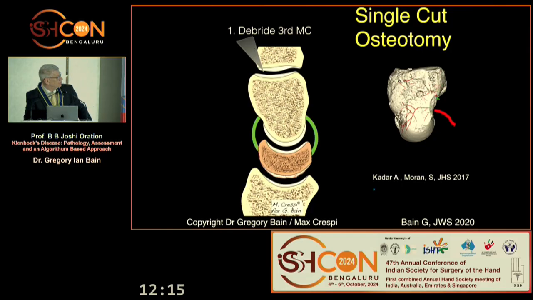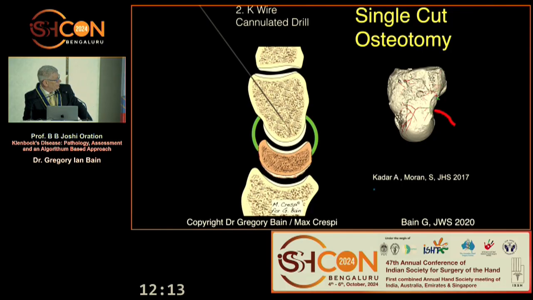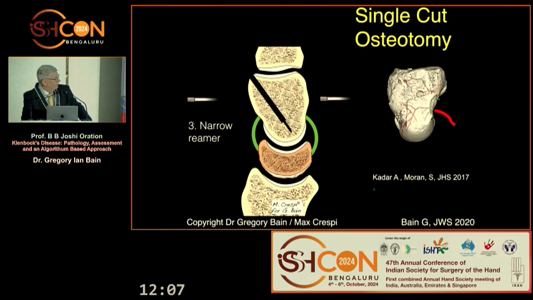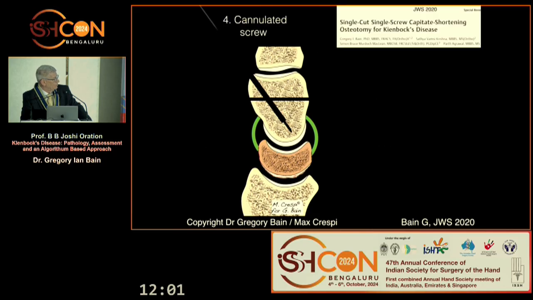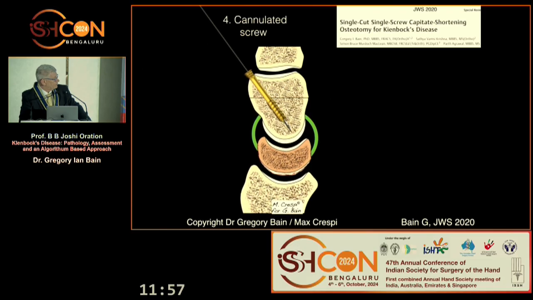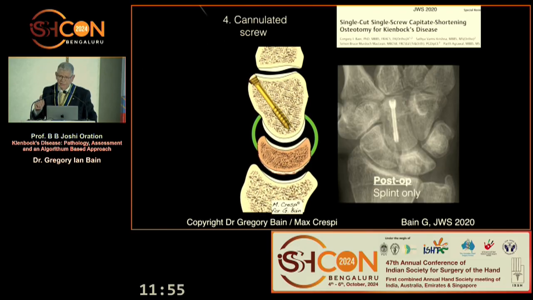The capitate shortening osteotomy is similar. We take out a little bit of the back of the third metacarpal. We put a wire, cannulated drill, same oscillating saw. You can see the vascularity at that level, similar to the STT joint, will preserve the vascularity, and then we just put a screw in it. We deliberately put the wire and the drill first before we use the oscillating saw, so that we can then just put the wire in so it's all stable when we do it, we don't lose position.